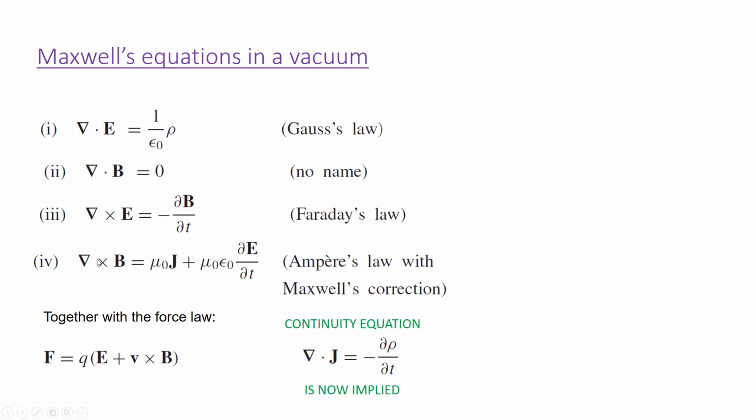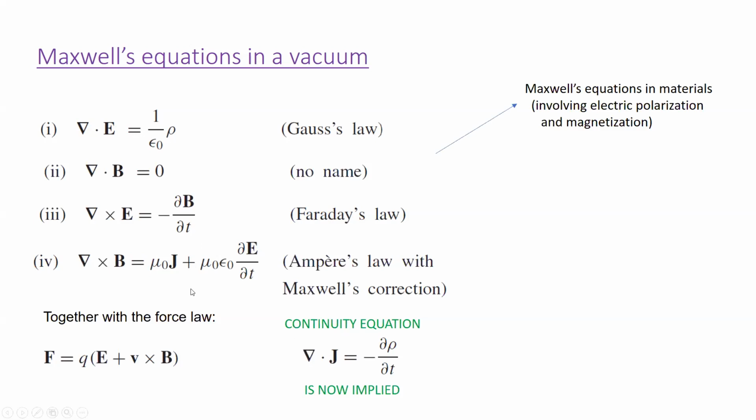because if we look at equation 4 and we take the divergence of it, the divergence of the left-hand side is 0 because div curl is 0. So this is 0. We can cancel the mu naughts. The divergence of J is what we have on the left-hand side here, and then the divergence of epsilon naught dE dt can be shown to be equal to minus d rho dt, according to Gauss's law. So the continuity equation is implied by Maxwell's equations.